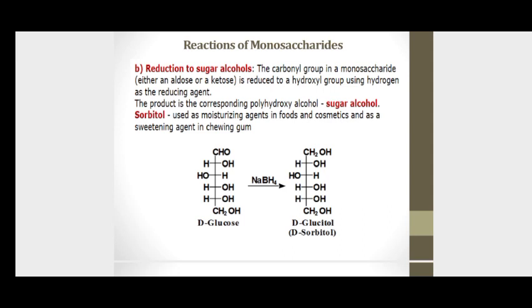The carbonyl group in the monosaccharide is reduced to a hydroxyl group using hydrogen as the reducing agent. The product is the corresponding polyhydroxyl alcohol, which is the sugar alcohol. D-glucitol, also known as D-sorbitol.